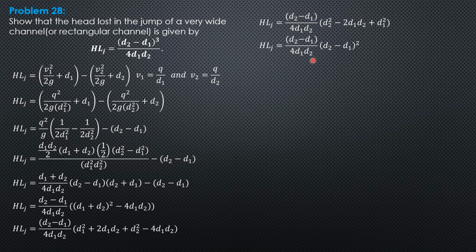So finally, we have shown that this is really the head loss in the jump for a rectangular channel. Head loss in the jump is the quantity depth 2 minus depth 1, cubed, over 4 depth 1 depth 2. So that's the direct formula if the depths before and after the jump are known for a rectangular channel.